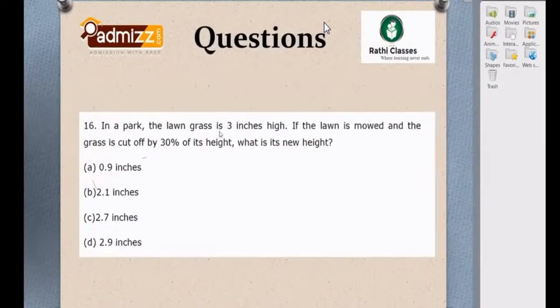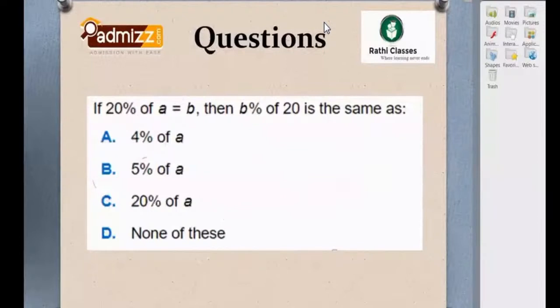Moving on to the next question. In a park, the lawn grass is 3 inches high. If the lawn is mowed and the grass is cut off by 30% of the height, what is the new height? So what you will do is write 100 minus 30%, that is 70% of 3. 7 3s are 21. So we will be left with only option B. So the answer for this 16th is D, without even solving. You can just read the question and mark the options.